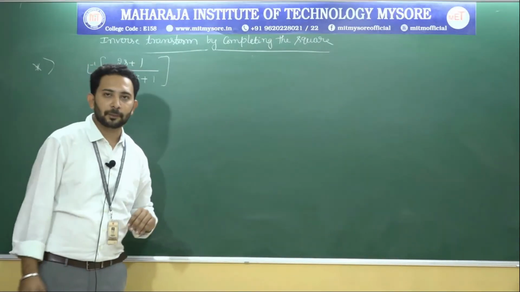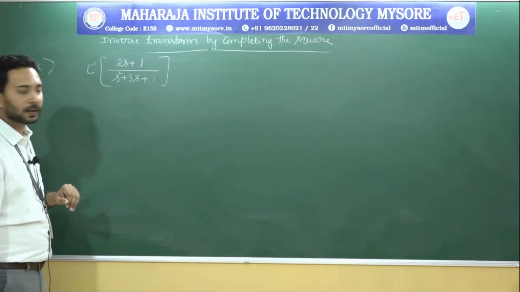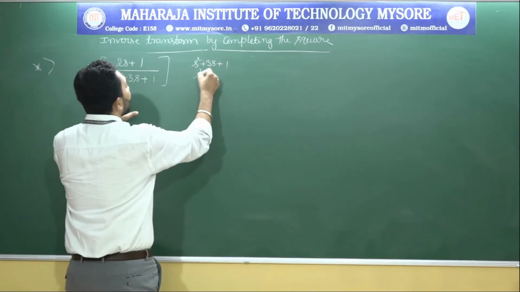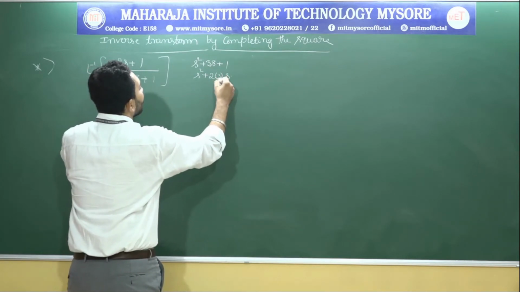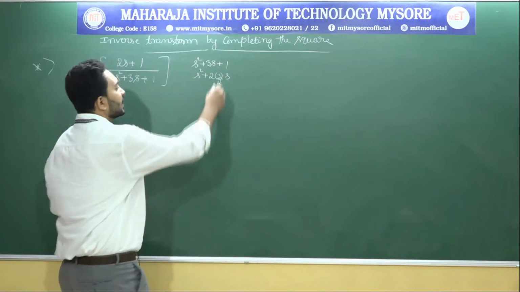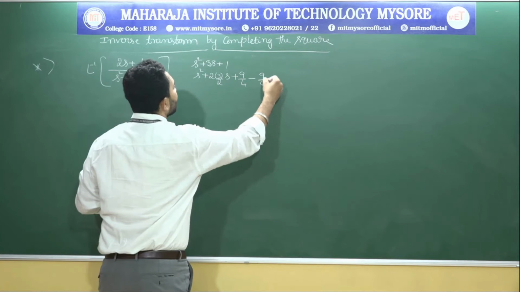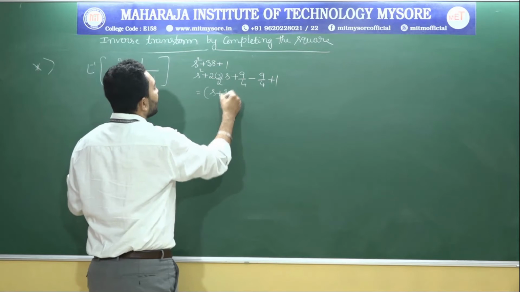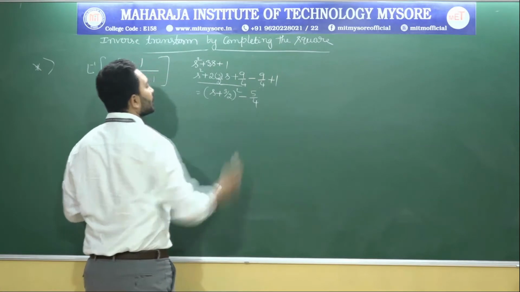Now I will take one more problem. See, L inverse of (2s plus 1) divided by (s square plus 3s plus 1). So take this s square plus 3s plus 1 now. a square plus 2ab, we have 3, divided by 2, 2 by 2 cancel. So we'll get 3 by 2. So what is b now? It is 3 by 2, b square means 9 by 4. Subtract that, minus 9 by 4 plus 1. It is nothing but (s plus 3 by 2) whole square minus 5 by 4, LCM.